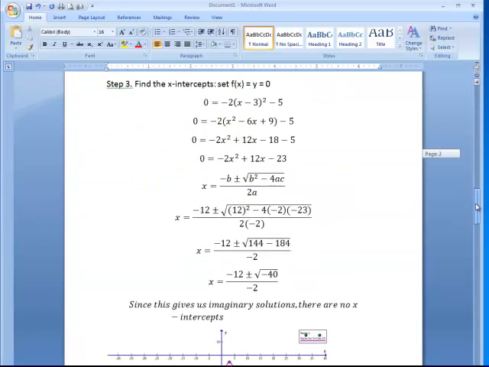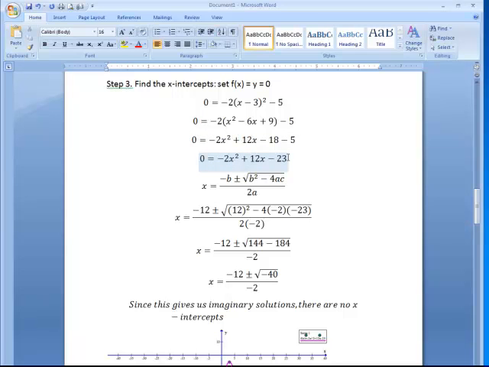Your next step is to go with the x-intercepts. And by definition, your x-intercepts are where your f of x or your y is equal to 0. So I set the left side of my equation equal to 0. And then I'm going to expand the right side of my equation. I'm going to take this x minus 3 and square it, and that gives you x squared minus 6x plus 9. I'm going to distribute the negative 2 in. Then I'm going to combine like terms. I get 0 is negative 2x squared plus 12x minus 23.